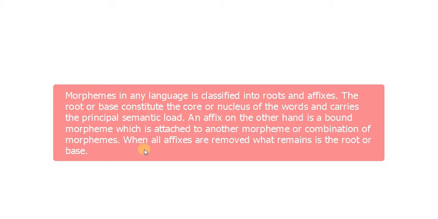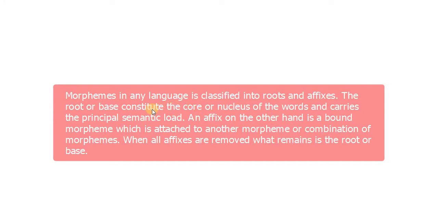So hey guys, in today's lecture, we'll be dealing with the structural classification of morphemes into roots and stems. And before moving on to that, we'll look into the classification of morphemes as roots and affixes. Now, if you take any language, words are classified as roots and affixes.